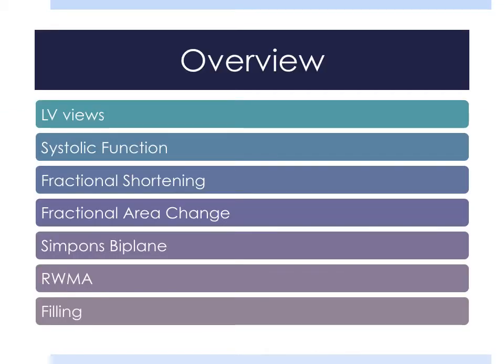This is the overview of the talk. So we start with the main views. What are the views to assess the left ventricle? How we assess the systolic function, and a few measurements like fractional shortening, fractional area change. I'll mention the Simpson biplane and how we assess regional wall motion abnormalities, and especially how we assess ventricular filling.